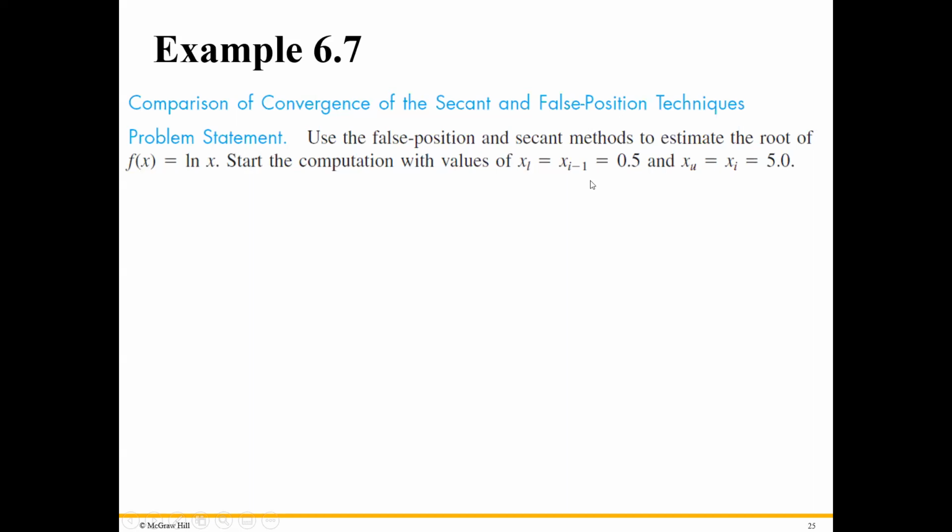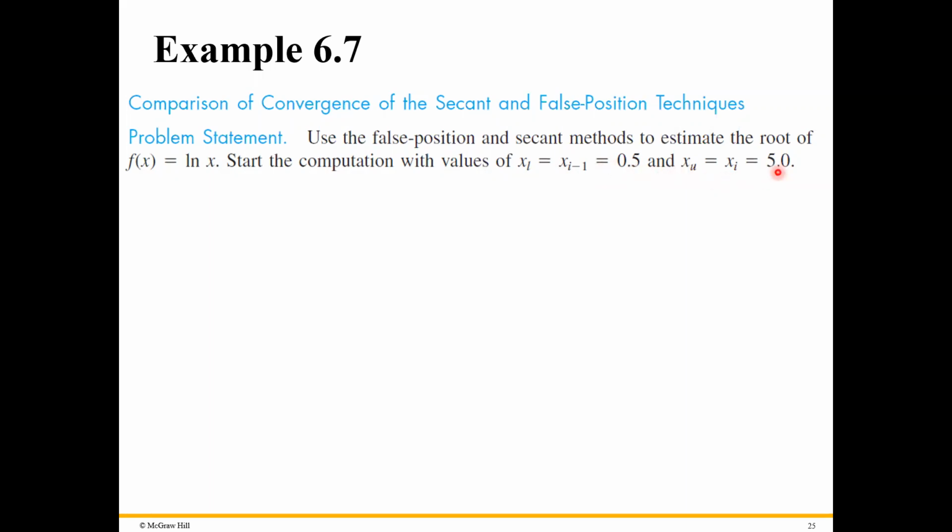So remember that the terminology is a little bit different in the false position and the secant method. In the false position method, we use xl instead of xi minus 1, and we use xu in the false position method, and in the secant method we use xi.